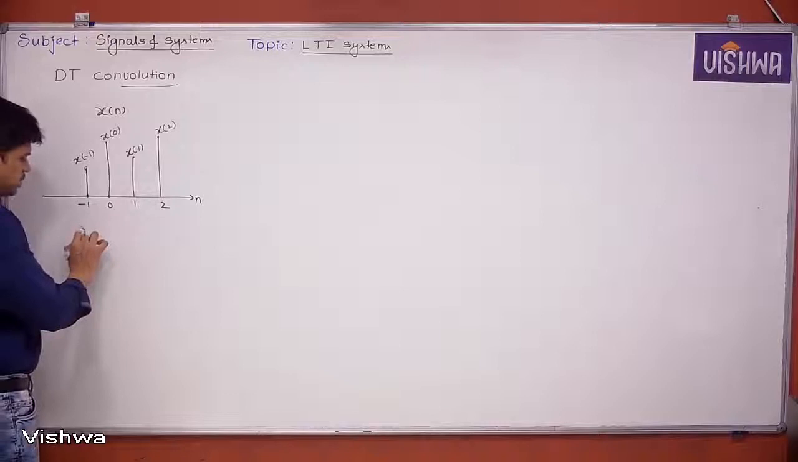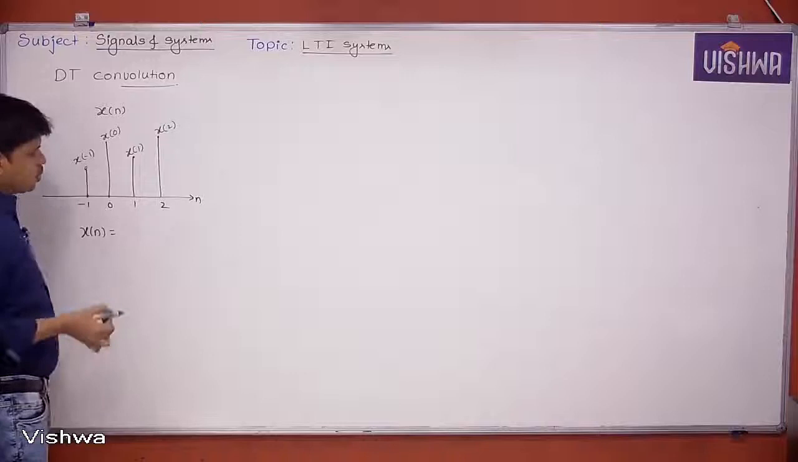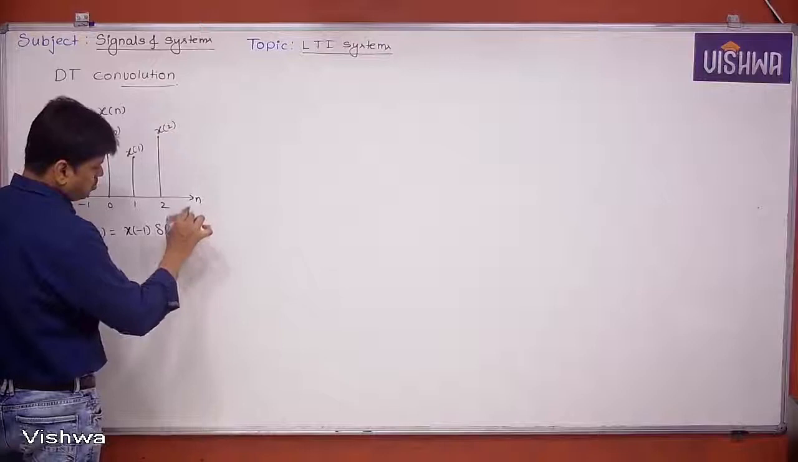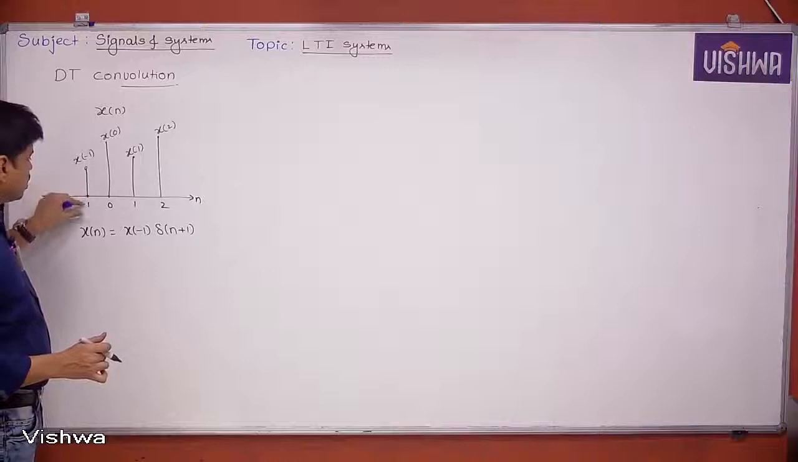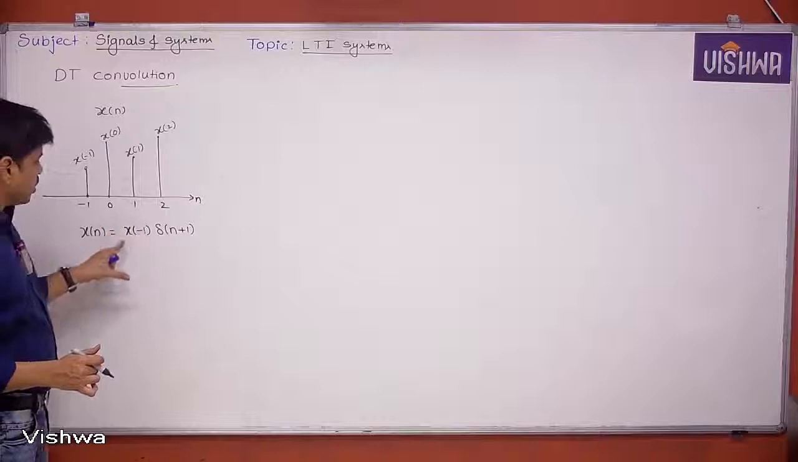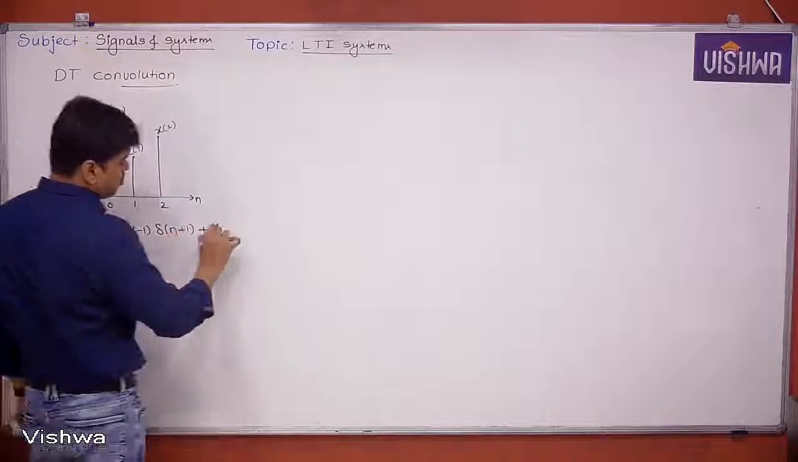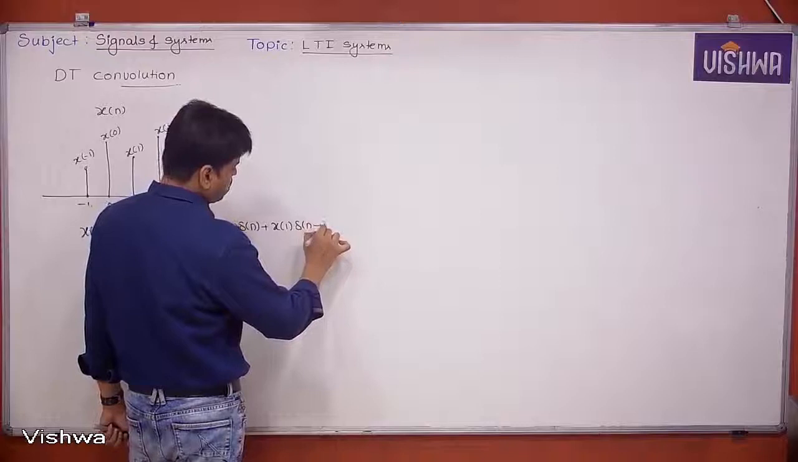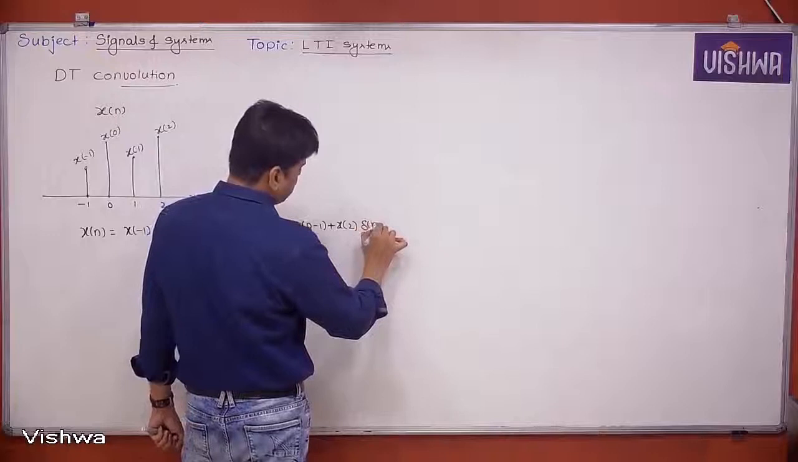Can I write x of n like this? At minus 1, we have an impulse function with strength x of minus 1, so I can represent it as x of minus 1 delta n plus 1. Delta of n plus 1 exists at minus 1, with value x of minus 1. Plus at 0, x of 0 delta n, plus at 1, x of 1 delta n minus 1, plus x of 2 delta n minus 2. This is the way we can represent x of n.